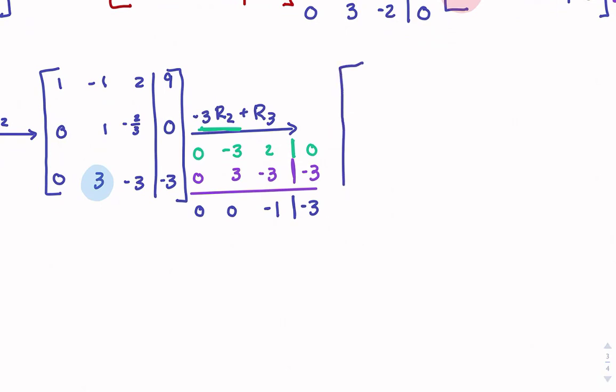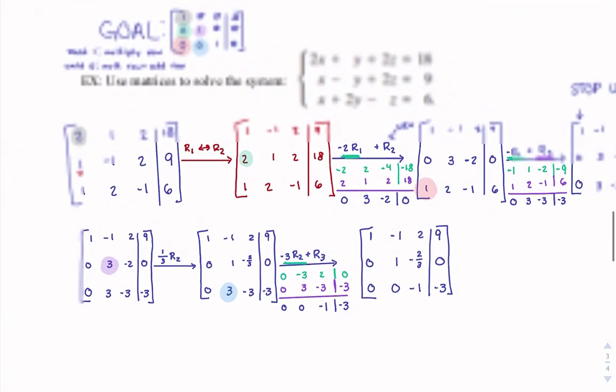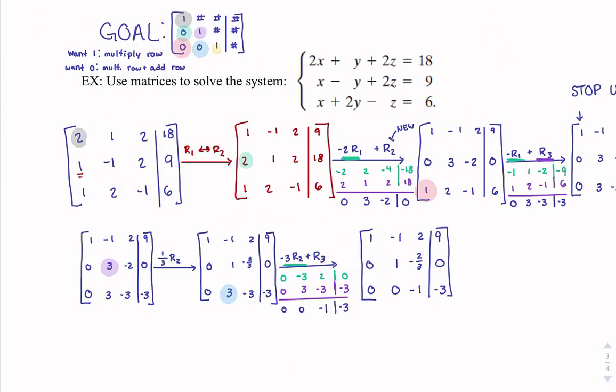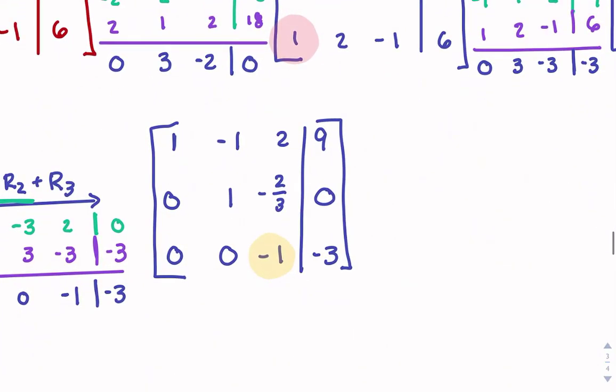So then I rewrite that matrix, only changing row 3 though. So rows 1 and 2 stay the same. Row 3 changes to 0, 0, -1, -3. We're almost done. If I look at my goal matrix, I only have one more spot to do. It is this one here. It says it wants a 1. Well, it's -1. Remember, when you want 1, you multiply the row. -1 times what would give me 1? Well, that would just be -1. So we're going to do -1 row 3.